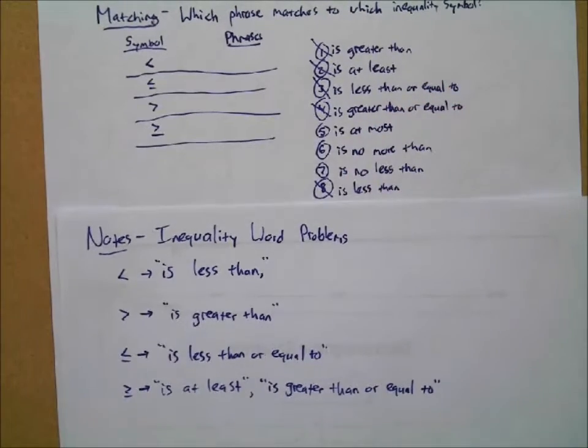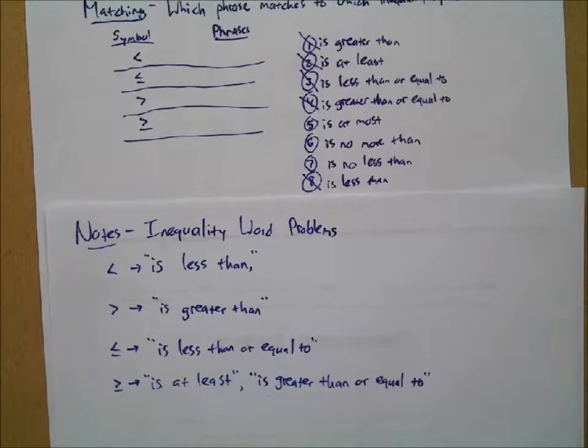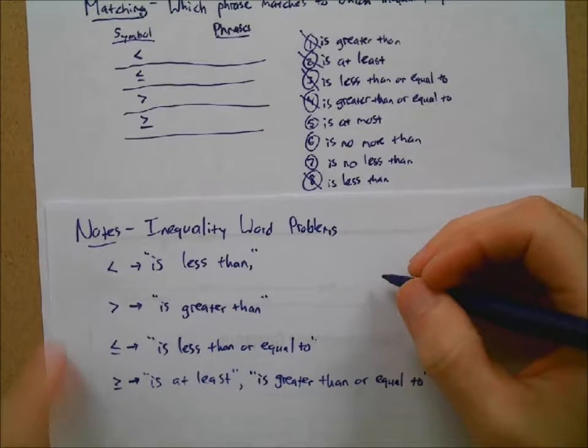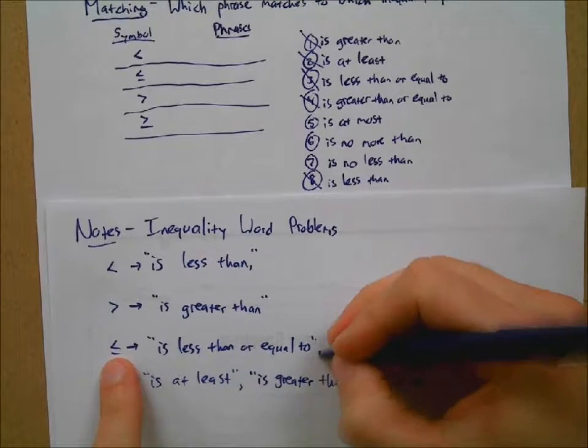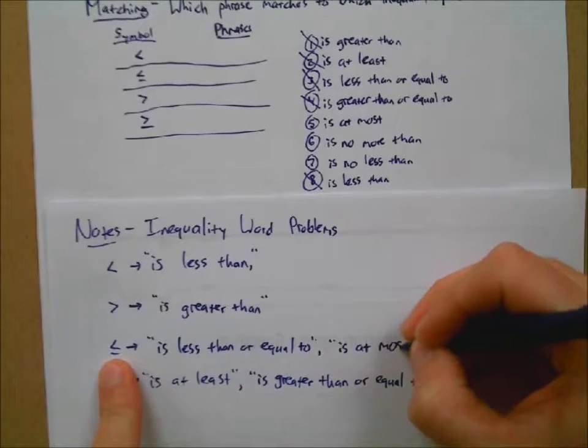Is at most. Is at most. Okay, so is at most is less than or equal to, right? You can also be equal to it. If you're at most, for example, if you weigh at most 100 pounds, you could be 100 pounds or less than 100 pounds, right? Is at most. So that's going to be less than or equal to here. Okay, so that took care of is at most.